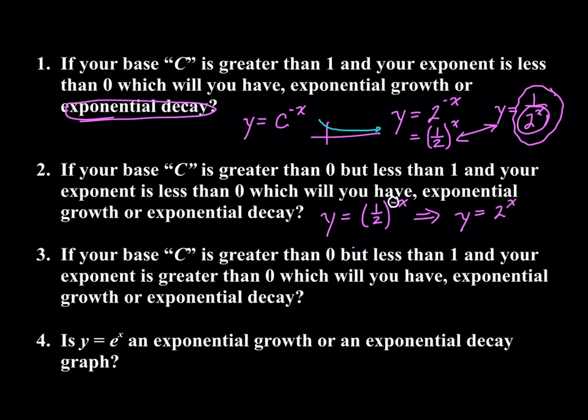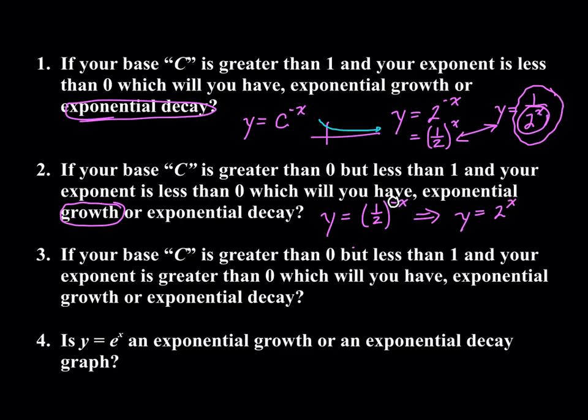Well, now as x gets bigger, you are going to get a bigger number. 2 to the second, 2 to the third, 2 to the fourth. The numbers just get bigger and bigger and bigger, so that's exponential growth.